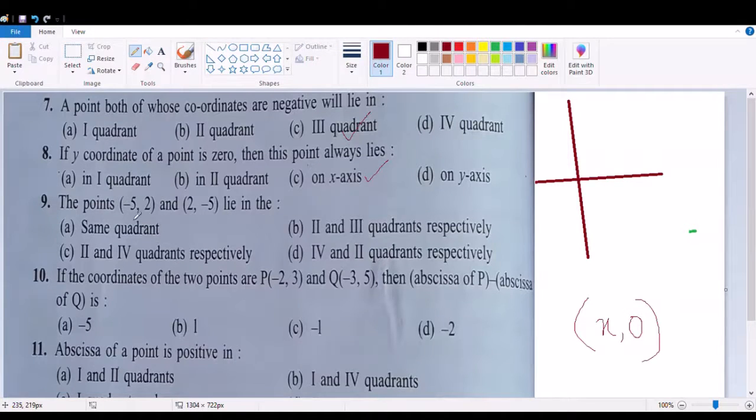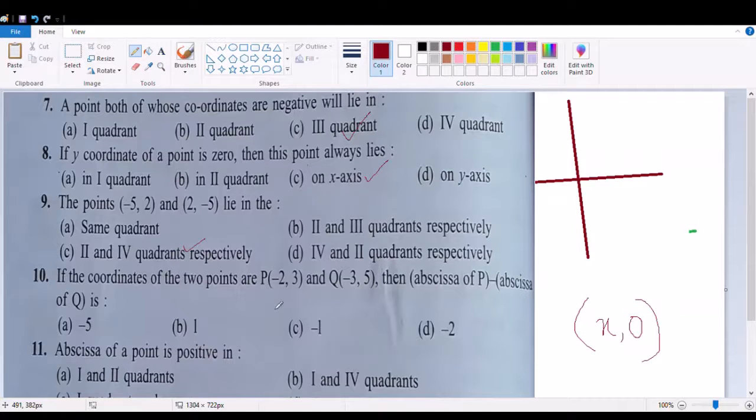Okay. Then the points (-5, 2) and (2, -5) lie in which quadrant we have to find. Here it is (-5, 2). Minus 5 means what? X is negative. X is negative means they lie in which quadrant? Second quadrant. So go through the options. Which is the second quadrant? So B and C are the answers. But we know the second one also we have to find, is it? So (2, -5) comes in which quadrant? Y is negative means it lies on this side, is it? And x is positive means this side. So which quadrant? Fourth quadrant. So our answer is second quadrant and fourth quadrant. Okay. Then we will go to the next question.